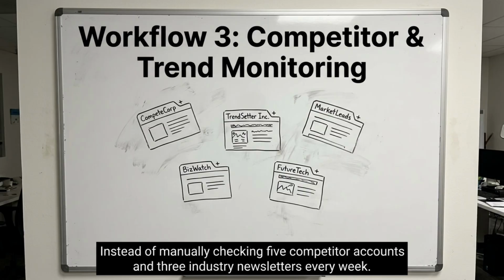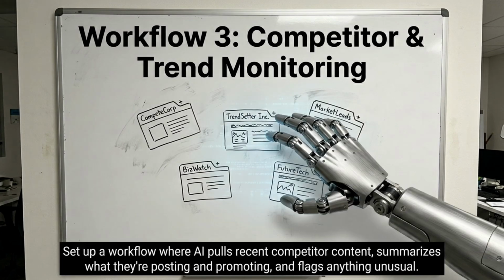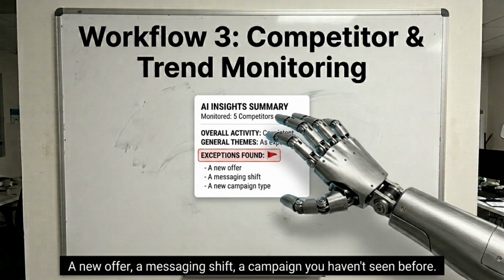Workflow 3. Competitor and trend monitoring summaries. Instead of manually checking 5 competitor accounts and 3 industry newsletters every week, set up a workflow where AI pulls recent competitor content, summarizes what they're posting and promoting, and flags anything unusual: a new offer, a messaging shift, a campaign you haven't seen before.